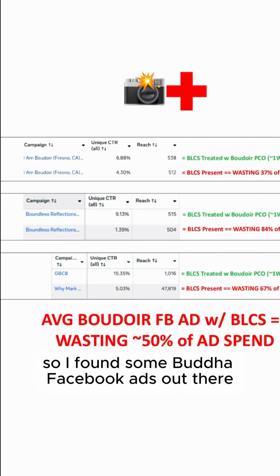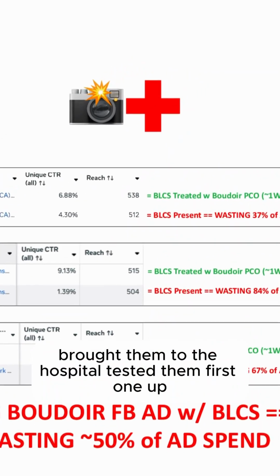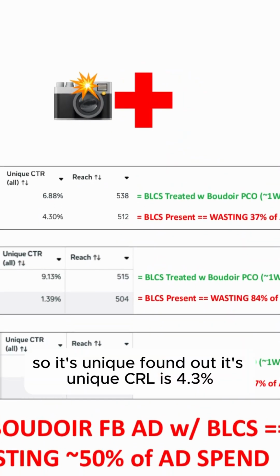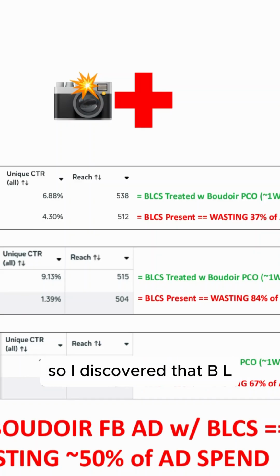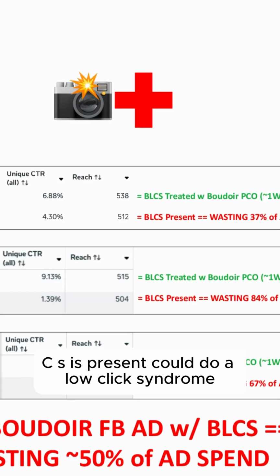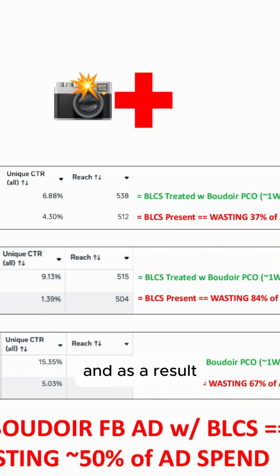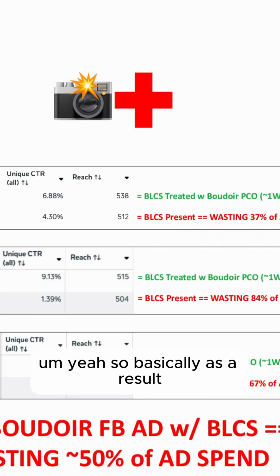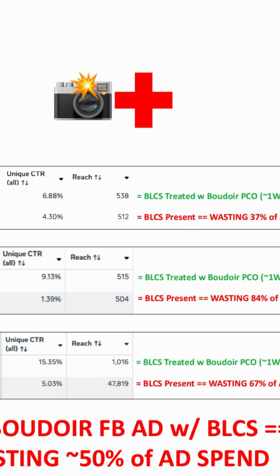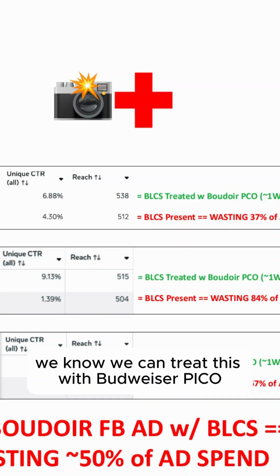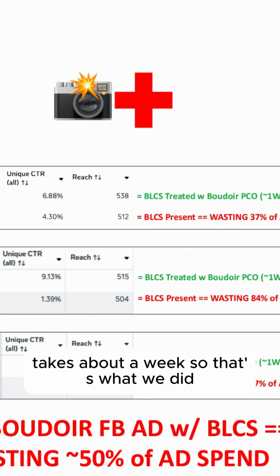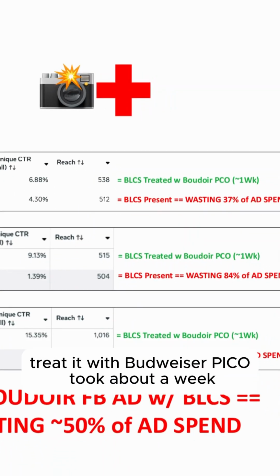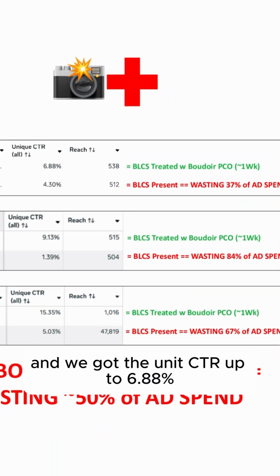Now here onto my residency. So I found some Boudoir Facebook ads out there, brought them to the hospital, tested them. First one up, found out its unique CTR is 4.3%. So I discovered that BLCS is present, Boudoir low click syndrome. And as a result, we know we can treat this with Boudoir Pico. Takes about a week. So that's what we did. Treat it with Boudoir Pico, took about a week. And we got the unique CTR up to 6.88%.